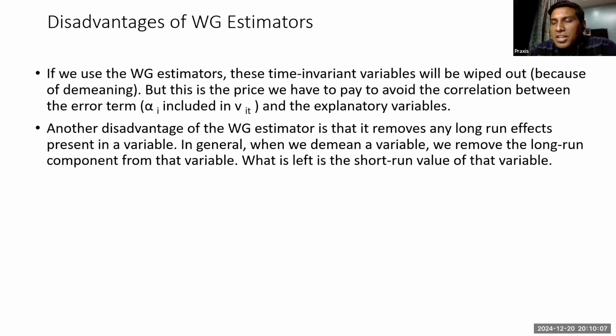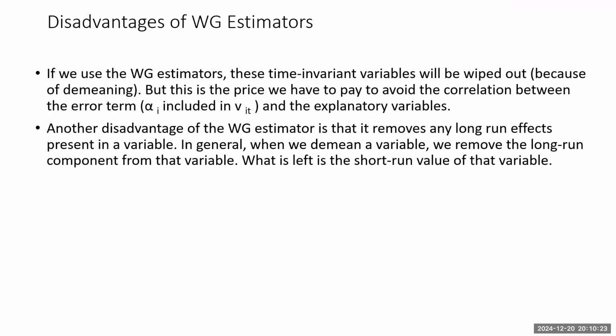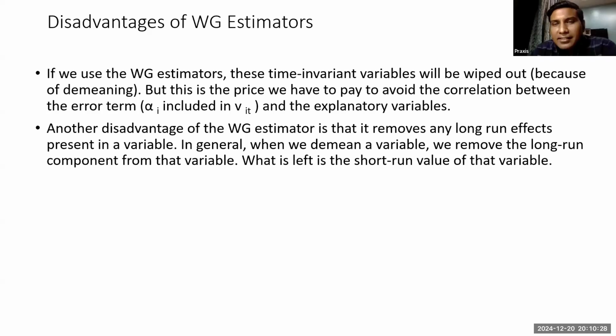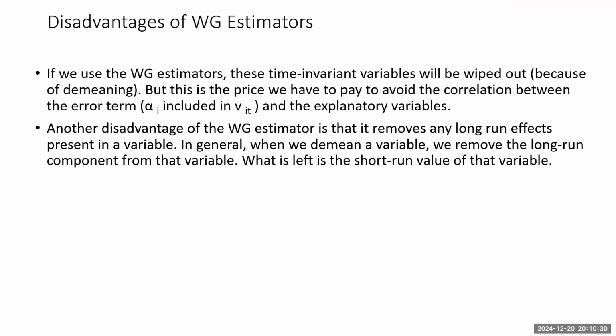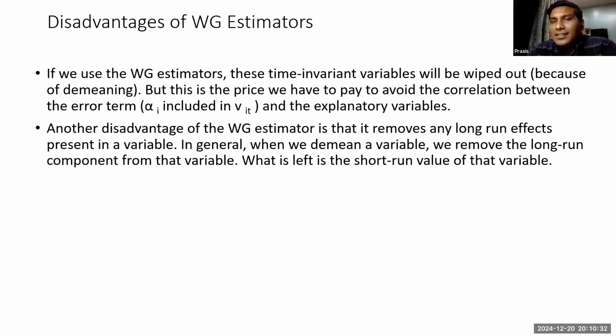Any particular observation can be expressed as a sum of its mean plus some deviation from the mean. Any variable x can be expressed as its mean plus some deviation from the mean. We can say that, definitely. And if I remove that mean from x, what is left is nothing but the short-term fluctuation.